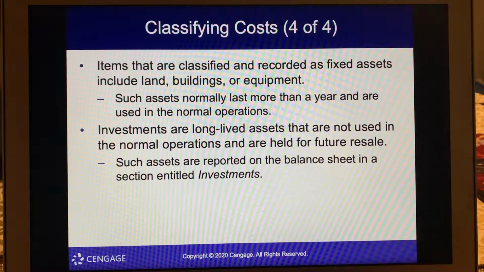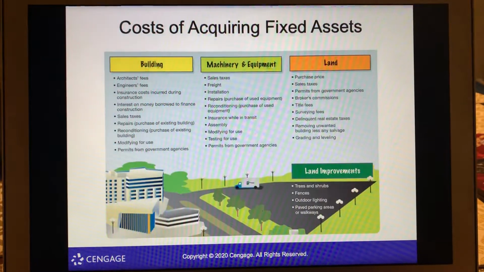Items that are classified and recorded as fixed assets include land, buildings, and equipment. Such assets normally last more than a year and are used in the normal operations. Investments are long-lived assets that are not used in the normal operations and are held for future resale. Such assets are reported on the balance sheet in a section entitled Investments.